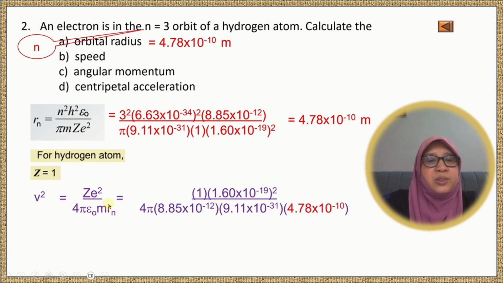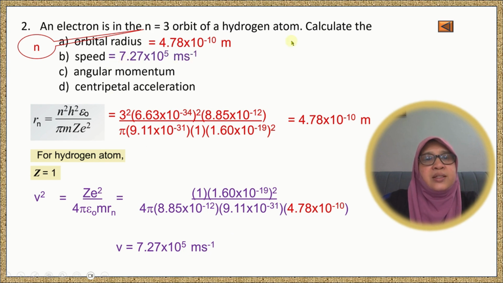Now we substitute Z equals 1 for the hydrogen atom, the electron charge, pi, the permittivity of free space, the mass of the electron, and the radius calculated in A, which is 4.78 times 10 to the power of negative 10. Because this is v squared, we square root the answer, and we get 7.27 times 10 to the power of 5 meter per second. That is the speed of the electron in the hydrogen atom.